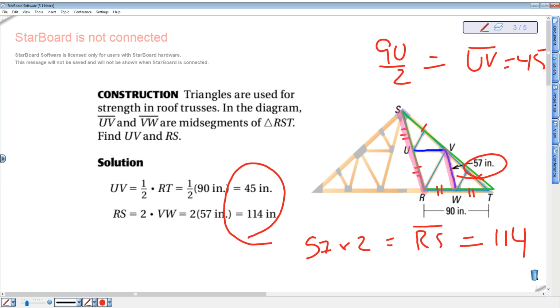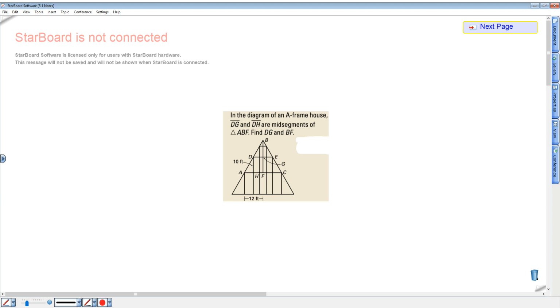So let's use this information again. Remember, this is the A-frame of the house. You'll notice that in the north, they have a more vertical shape for A-frames because there's a lot of snow that goes on it. So you've got to make sure it's strong enough to handle it. Once again, we're going to start out with the information we're given. We have to draw that out. So we think that DG and DH are mid segments of triangle ABF.